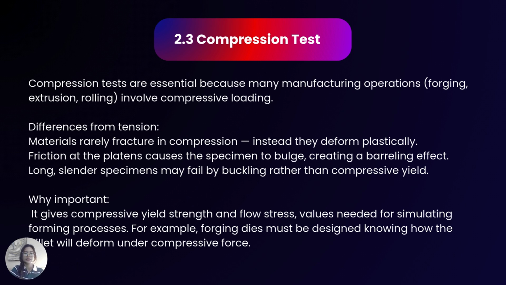Two main effects are observed, which are barreling, where the specimen bulges outward in the middle because of friction between the platens and the specimen ends, and buckling, for slender specimens. Instead of shortening uniformly, the sample may bend sideways when the compressive load exceeds a critical value.